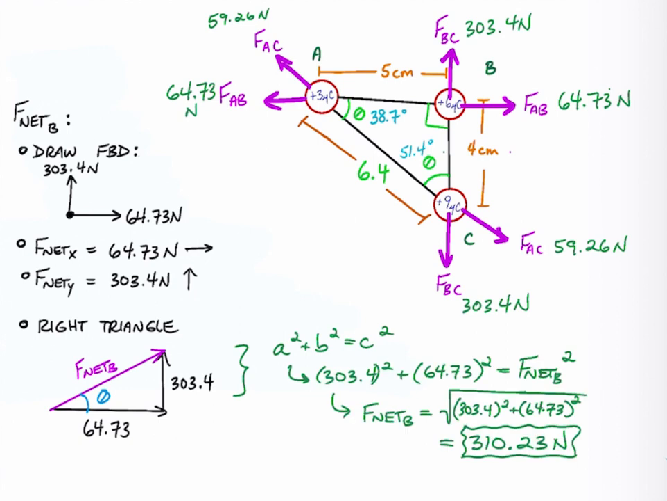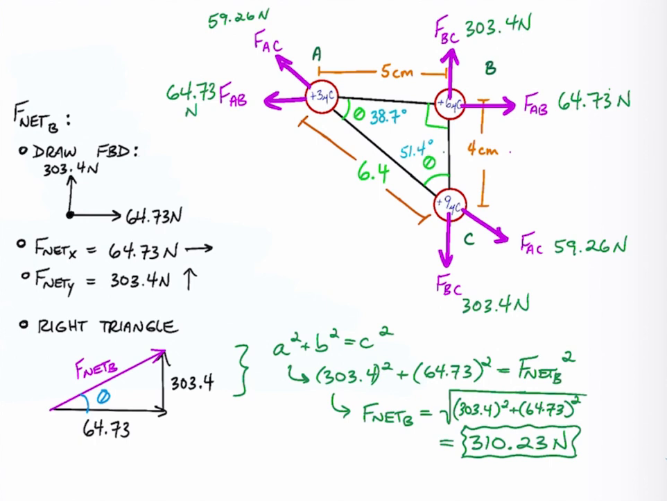So my A and my B are going to be 303.4 and 64.73. If I just solve out the rest of that, I will find that the total net force acting on charge B is 310.23 newtons. And again, I simply found that by plugging the values A and B into Pythagorean theorem to find the hypotenuse. To find theta, much like I did before, I can use SOHCAHTOA.